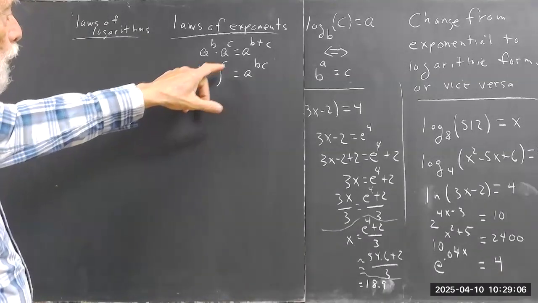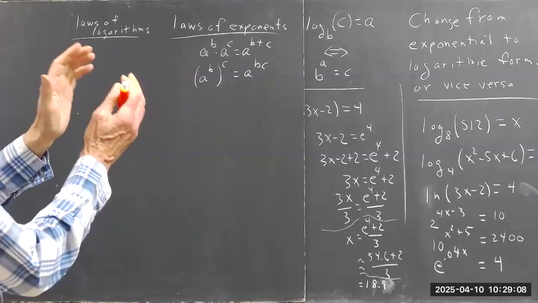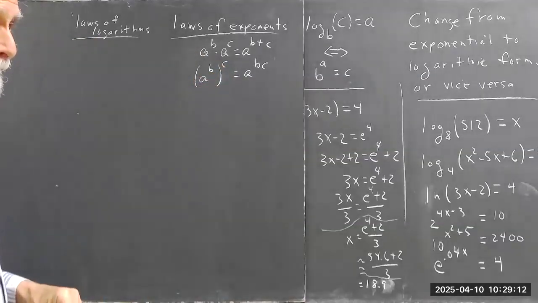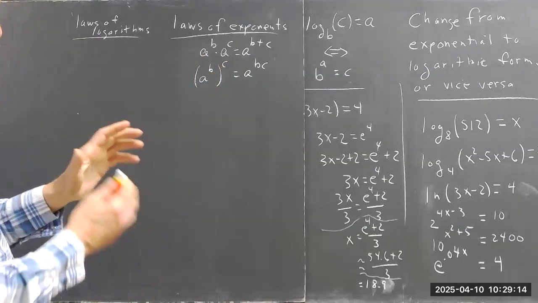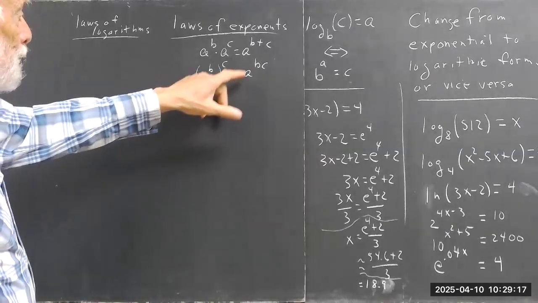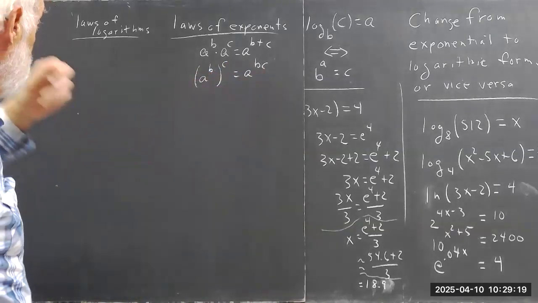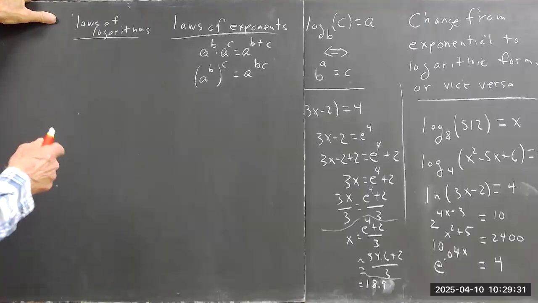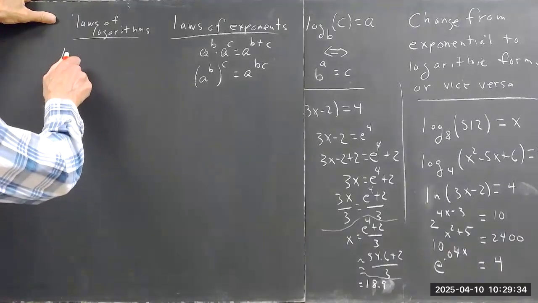If you had a squared cubed, you'd have 2 a's in parentheses, and you'd have to have 3 of them. That would give you a string of 6 a's, which is 2 times 3, or b times c. So you should always be able to double check yourself on the rules for exponents by doing that sort of thing. Okay. Now, there are corresponding rules for logarithms.